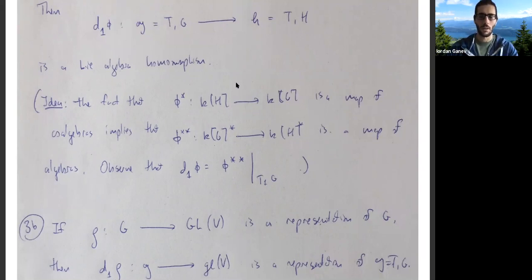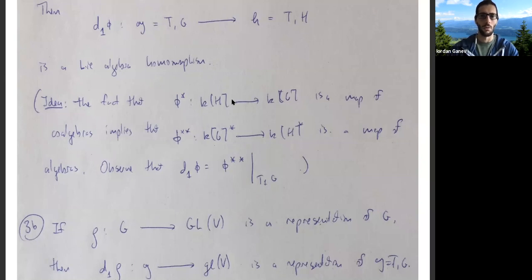So what's a map of Hopf algebras? So what's a Hopf algebra? It's an algebra that has a compatible coalgebra structure and an antipode. Or equivalently, it's a coalgebra with a compatible algebra structure and an antipode. And so a homomorphism of Hopf algebras is something that's a homomorphism of algebras and a homomorphism of coalgebras.